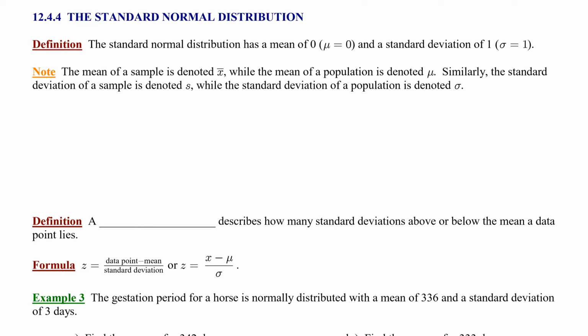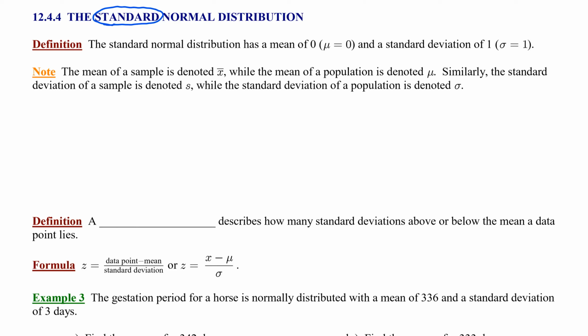While all normal distributions exhibit the same properties, such as symmetry or the 68, 95, 99.7 rule, not all normal distributions have the same mean and standard deviation. So if I need to compare two normal distributions, how can I do that? Well, we're going to relate them all to something called the standard normal distribution. The standard normal distribution has a mean of 0 and a standard deviation of 1.